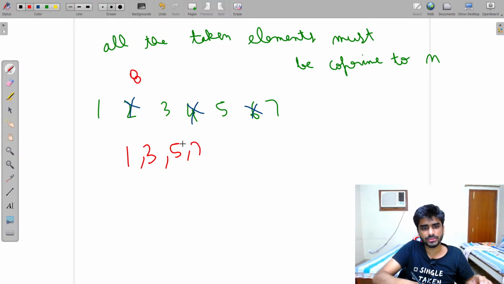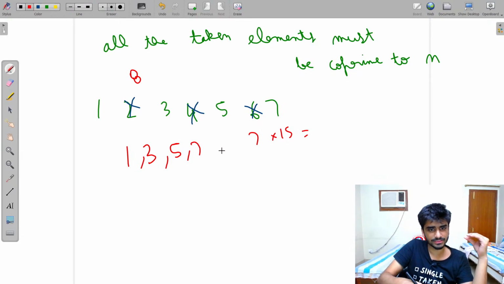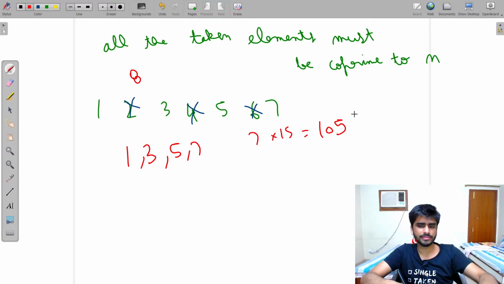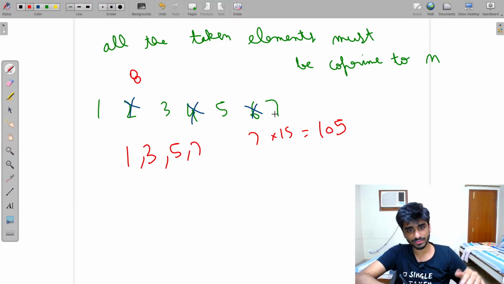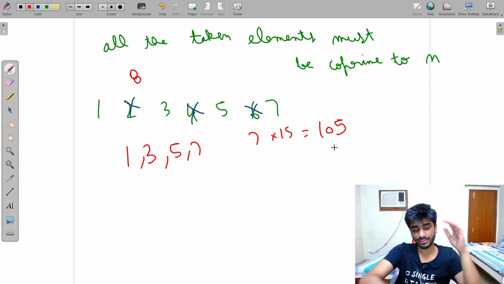If we multiply all of these elements, we get 7 times 15, which will be, I think, 95, I guess. Okay, I'm not sure, 105. Yeah, so we get something like 105, and is that equal to 1? That should be, just a second.